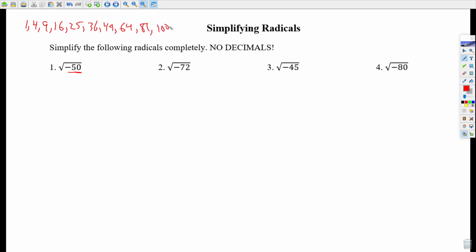10 is 100. And you should know 11 and 12, 121, 144. I'm not sure if we'll see anything higher than that. Most times we'll see the ones down here. So what you can do is take 50 and just start dividing it by these numbers.